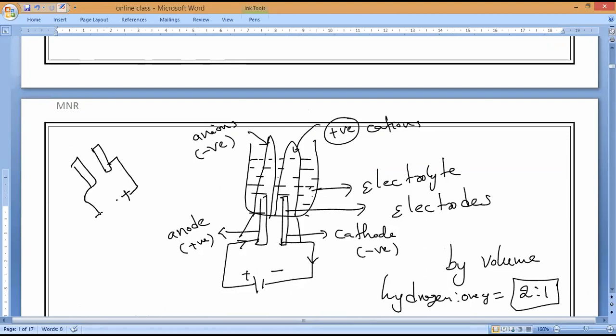What we have to remember is negative is cathode, positive is called the anode. If I take this side positive, oxygen will come here and hydrogen will come on the other side. No difference. Yes or no, guys? So this is the second example of electrolysis.